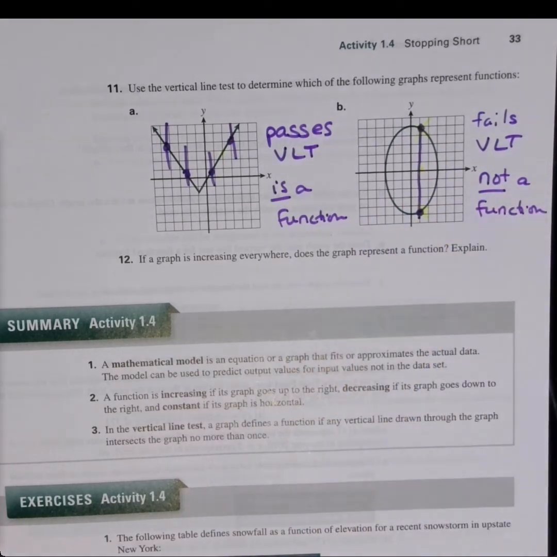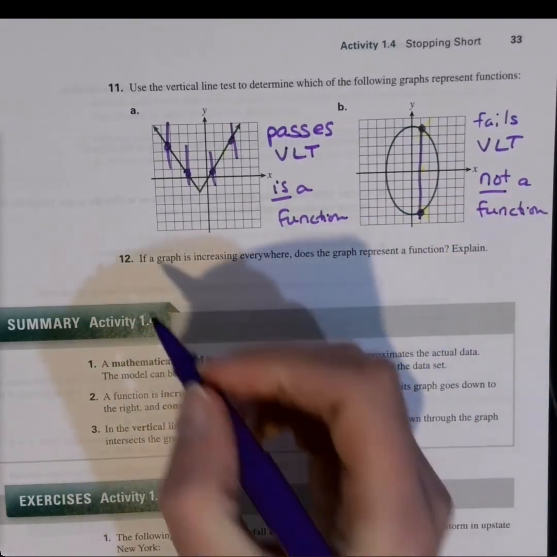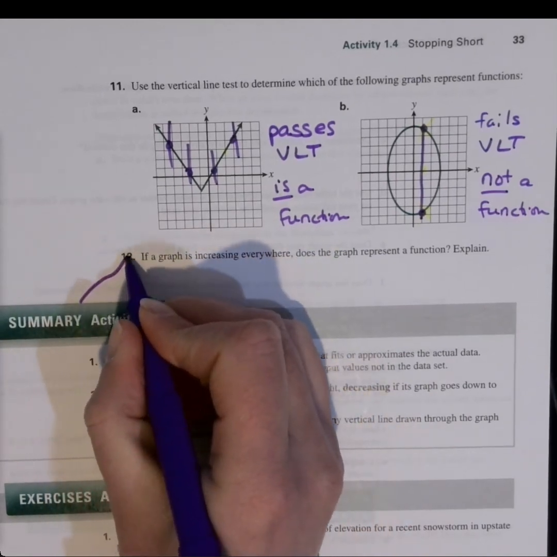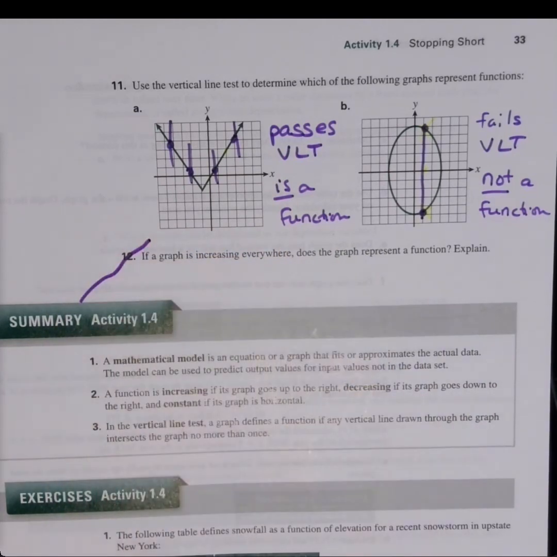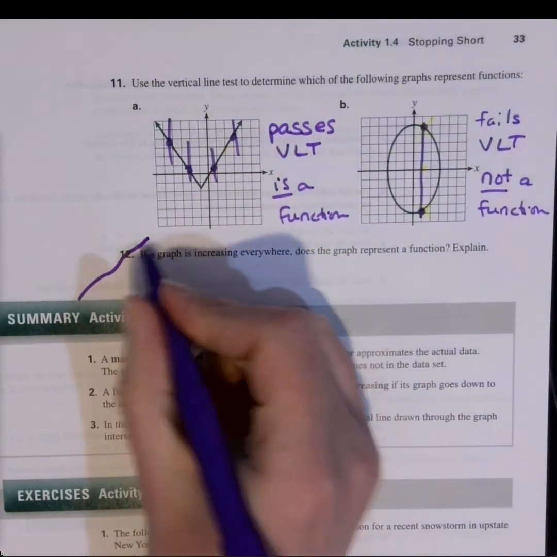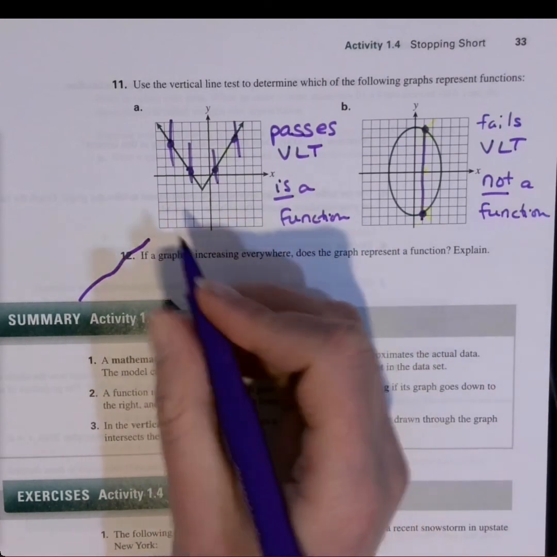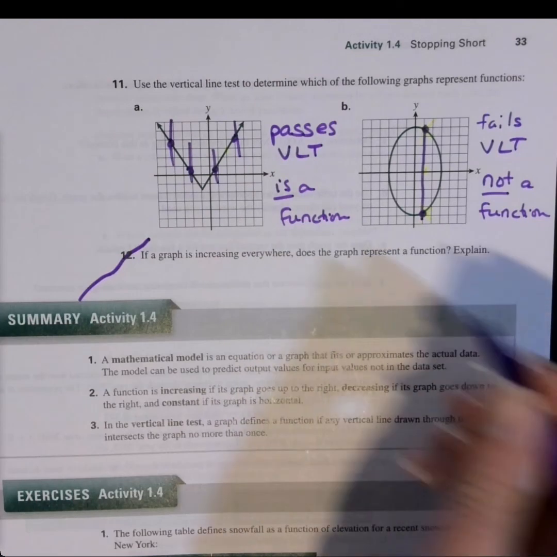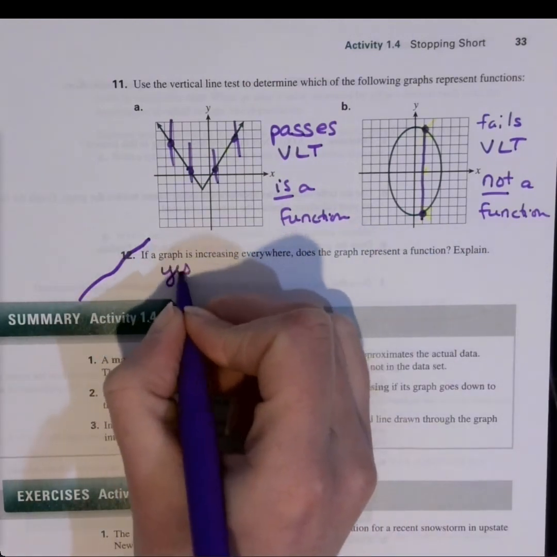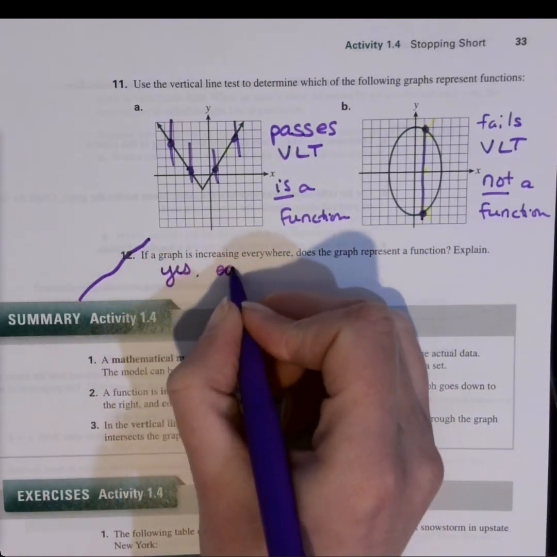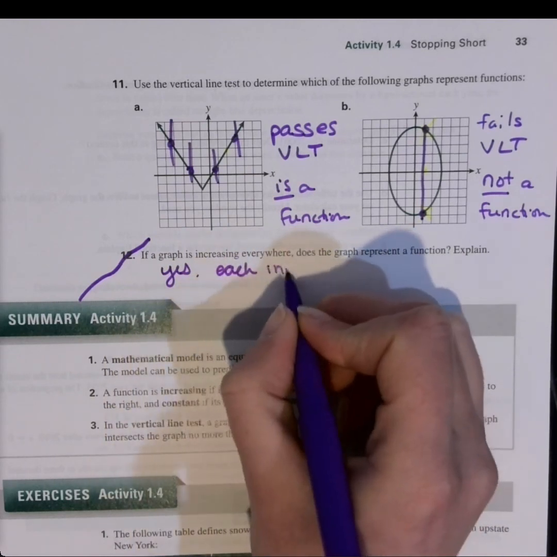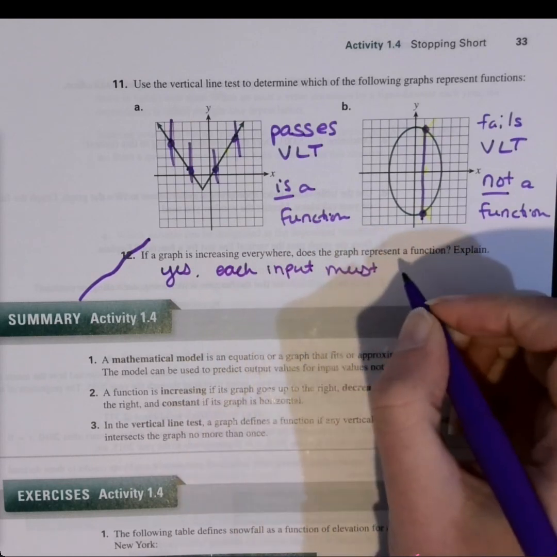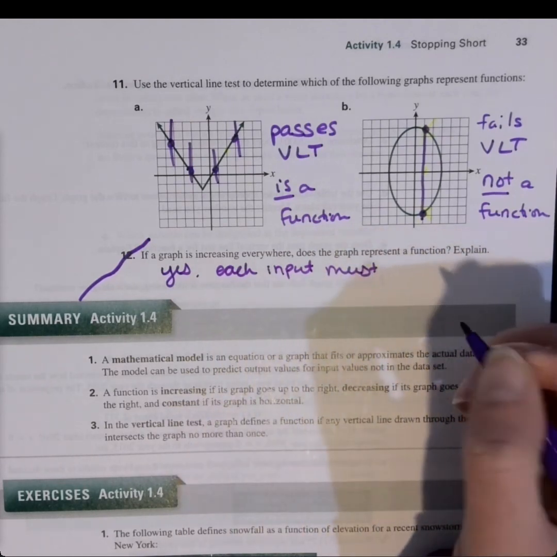If a graph is increasing everywhere, does the graph represent a function? So if I'm increasing everywhere, no matter if I have little curves or dips, I never turn and decrease, I'm always increasing, then there's no opportunity for this function to turn around and fail the vertical line test. So yes, because each input must have an output that is higher, aka not equal to, the input previous.